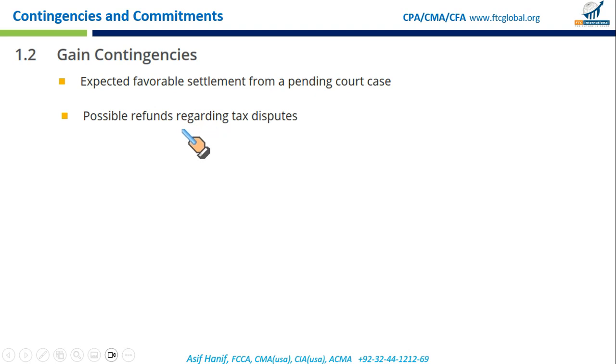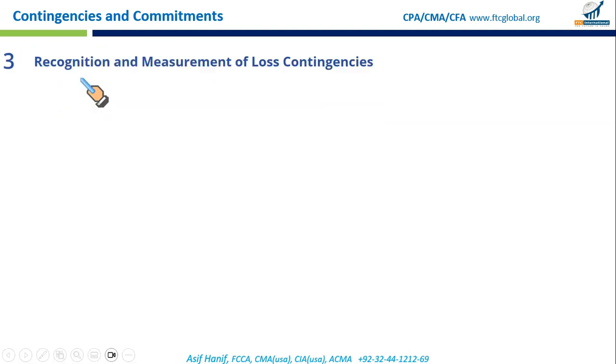Similarly, in the example we discussed, we believe that we are entitled to a $500,000 tax refund after disputing tax charges. This is only disclosed in the notes if it's confirmed, and we will only recognize it as income when it is actually received or realized.